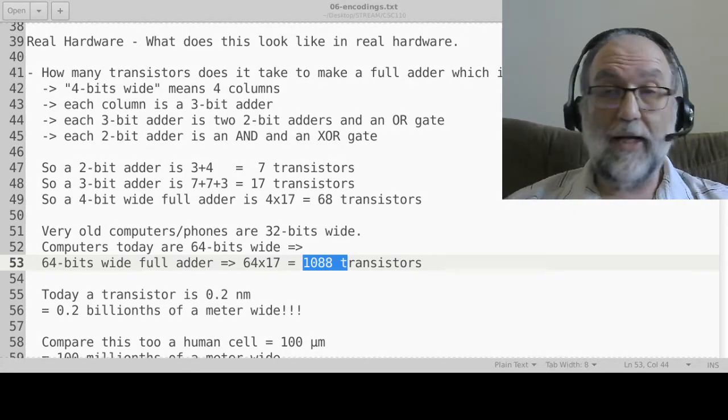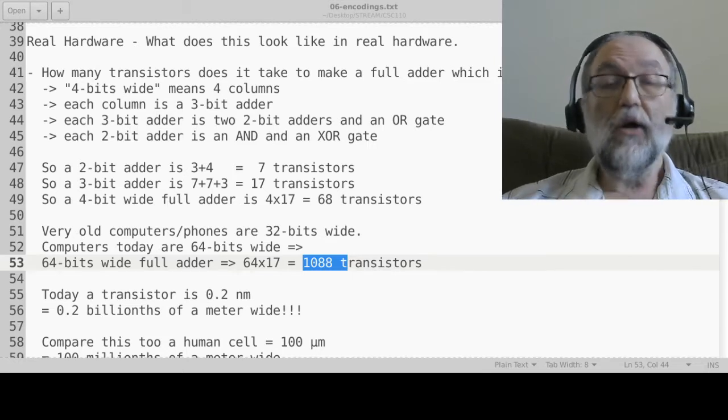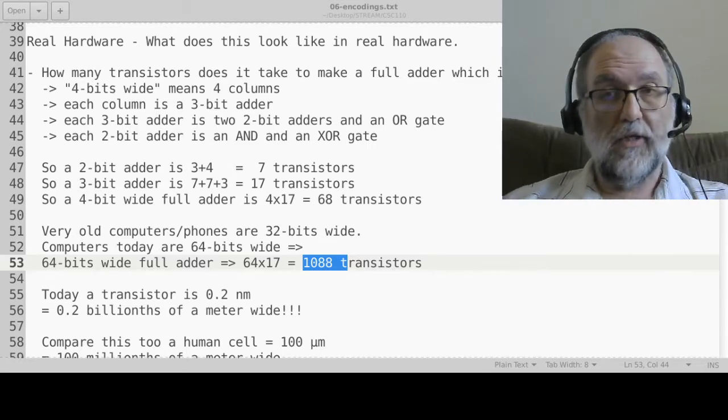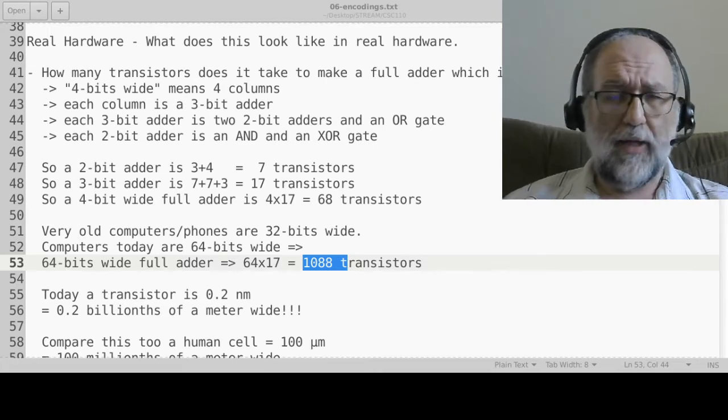Okay, so there you go. That's just the adding part of a computer. Now, computers do a lot more than that, obviously. But they at least have to be able to do addition, subtraction, multiplication, and division. And in this course we just looked at addition.